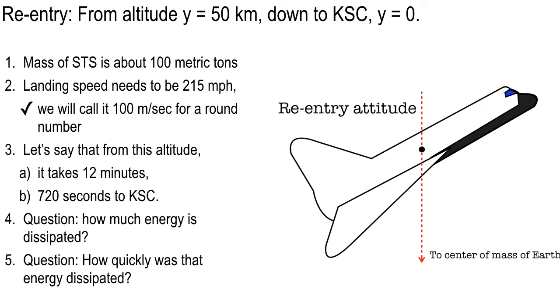So we're going to figure out the amount of energy that it loses to the atmosphere, the heat. And then we're going to basically divide that number of joules by 720 seconds. And that'll give us a power rating of how much energy is being dissipated and how quickly. All right? So that's kind of our strategy for the next part. Now, let's go to a diagram.